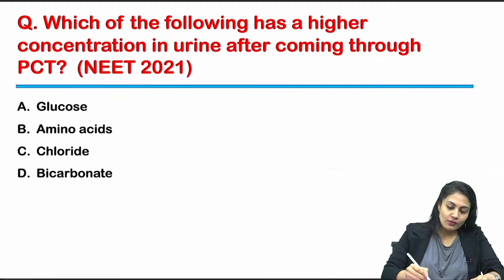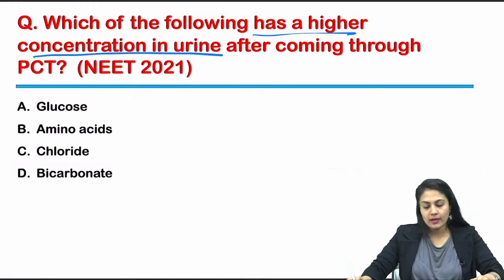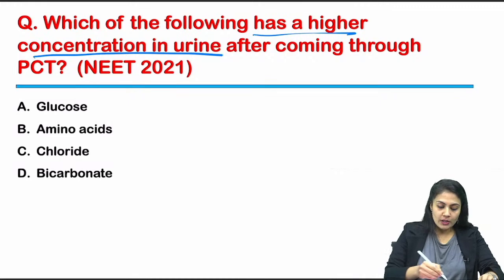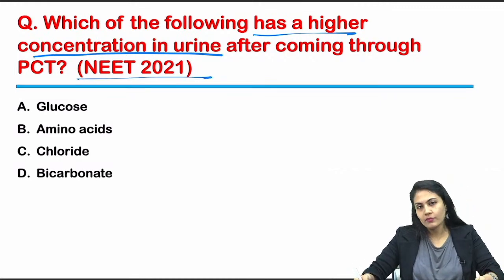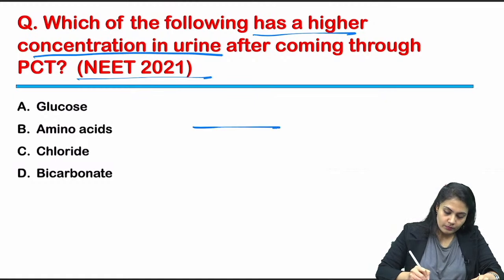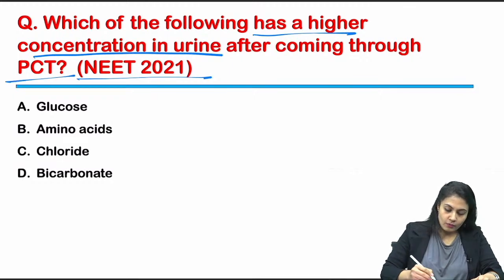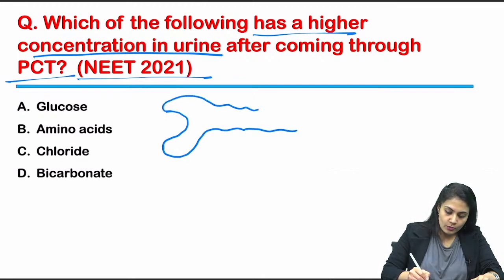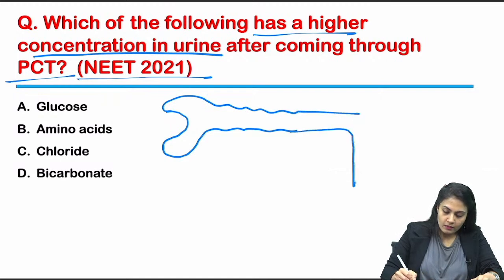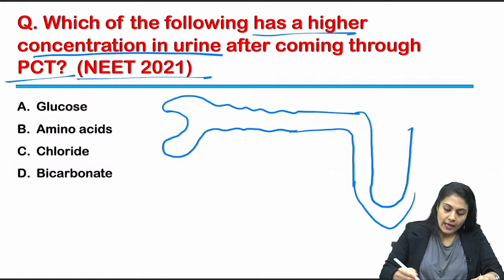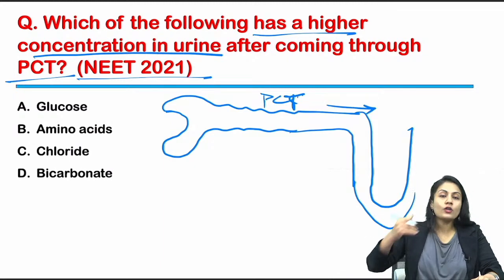Let's move on. Which of the following has higher concentration in the urine after coming through the PCT? This question came in NEET 2021. Stupid question, but we have to answer it, isn't it? So, PCT. Let's see what happens in the PCT. Suppose this is the Bowman's capsule, then the PCT, which has a convoluted and a straight segment. Then the descending limb of loop of Henle, and then the ascending limb of loop of Henle, and then further. Anyways, if we cross the PCT, what is going to happen to the concentration of these substances?